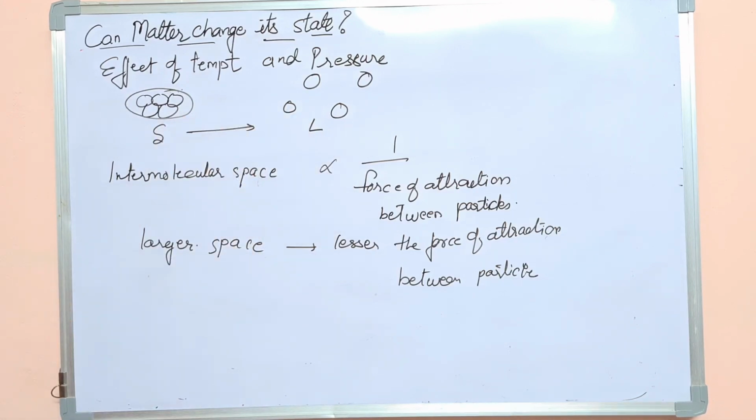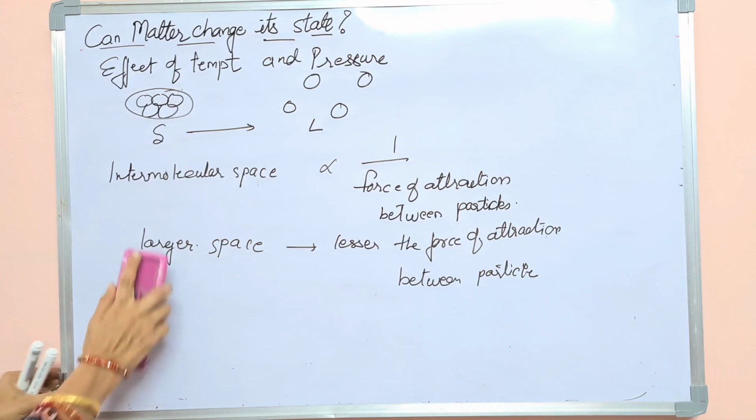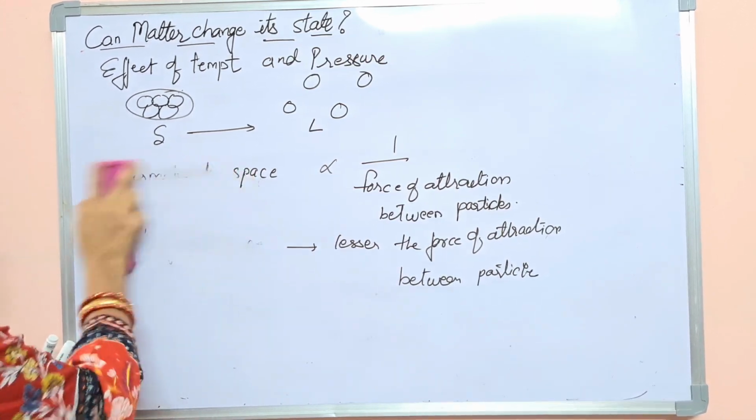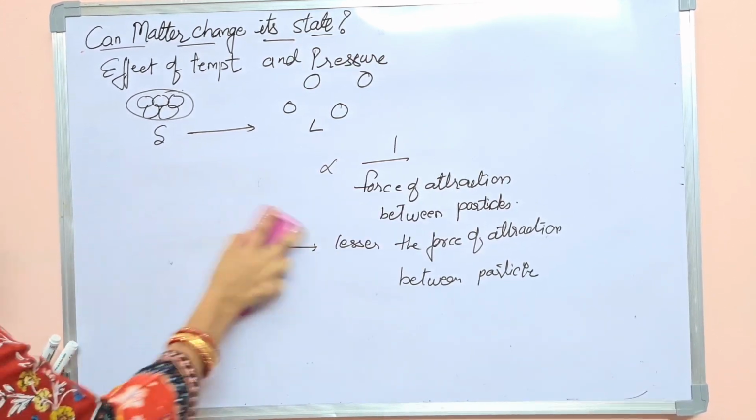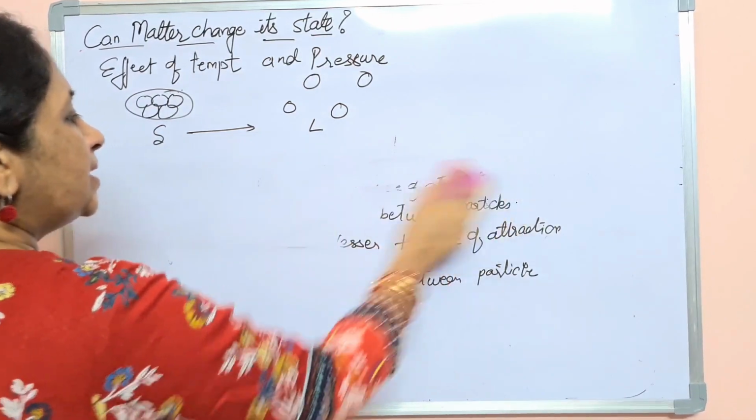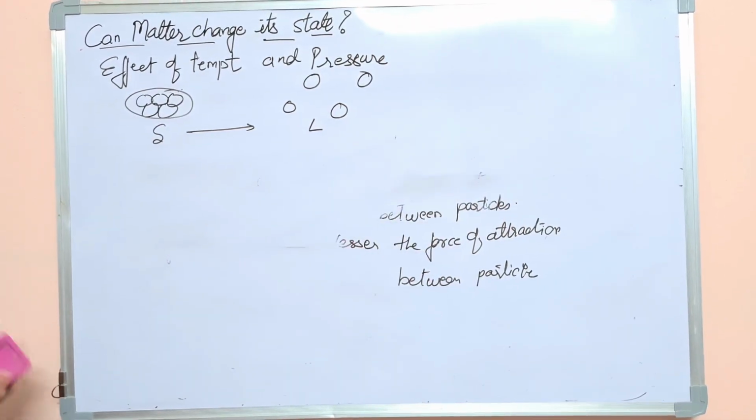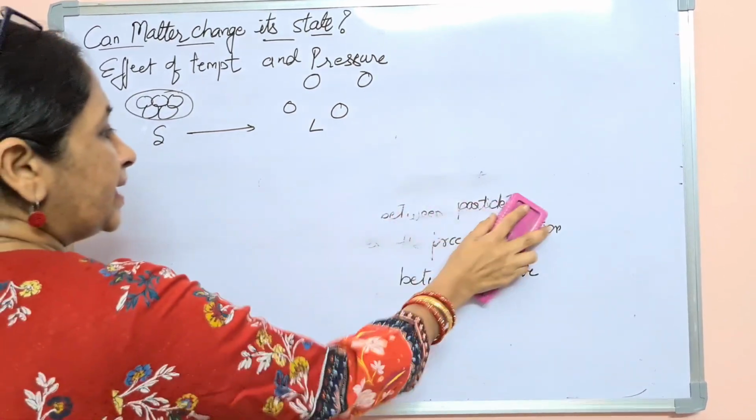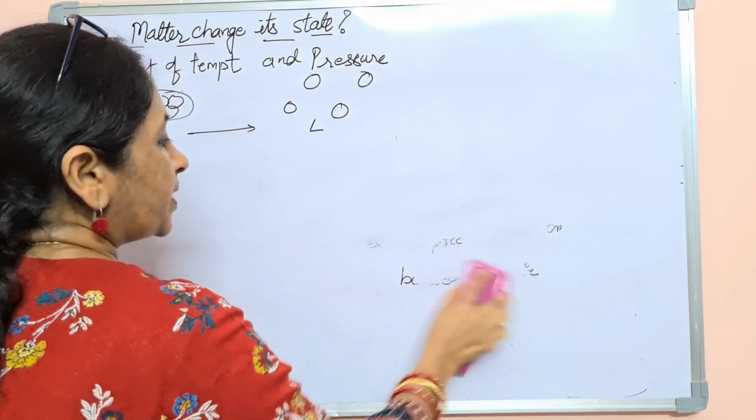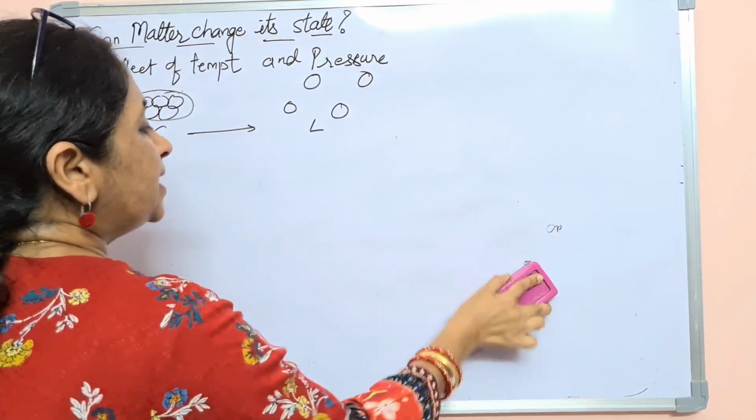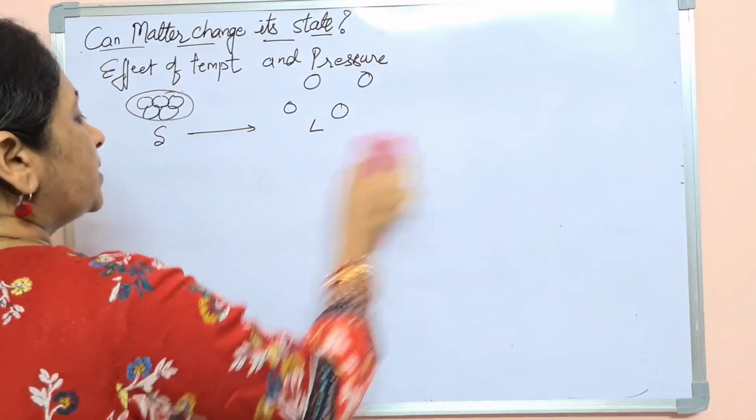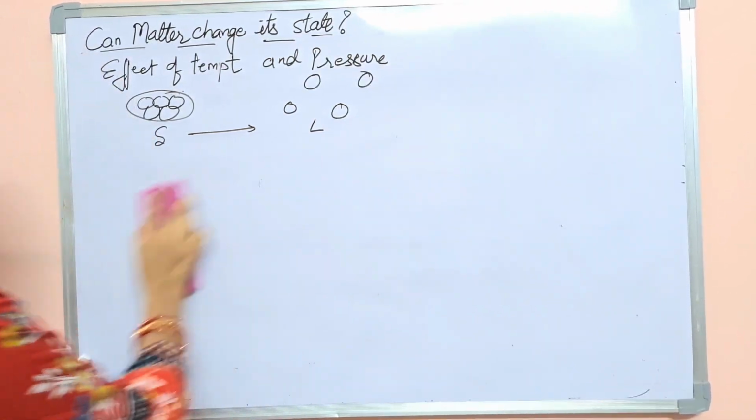So first we will see the effect of temperature. ठीक है? अगर मैं टेम्परेचर की बात करूं, मतलब मैं टॉकिंग अबाउट द हीट एनर्जी. टेम्परेचर और हीट बात एक ही है. टेम्परेचर, it is the measurement of the amount of heat.